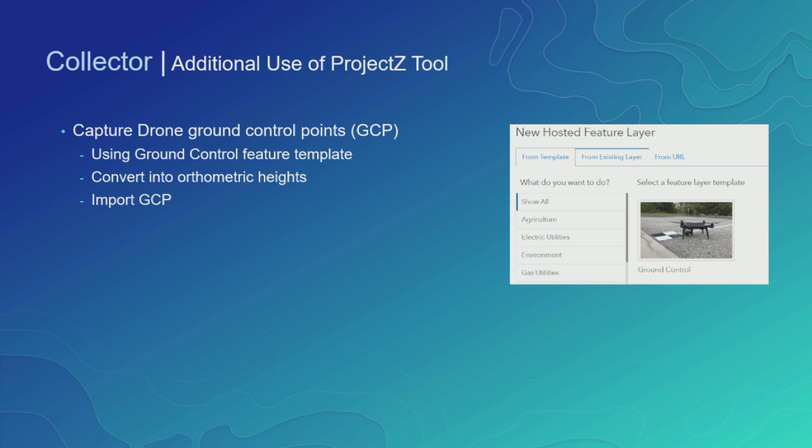This makes them suitable for drone-to-map applications or other applications. When you import those ground control points, they require certain vertical datum transformations. So you can use this tool to convert a location to fit the needs of that kind of software, the drone software.